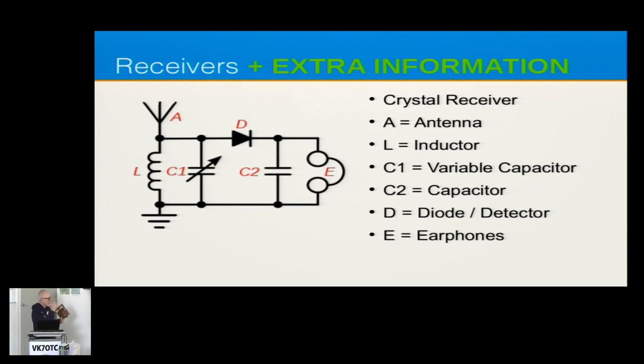Now, the squiggly symbol, which is L, that's what we call an inductor. An inductor is just a component that stores charge in a particular way. And a capacitor, which is these two lines, and this one's a variable capacitor, and this one's a fixed capacitor. This also stores charge, but it stores charge in a slightly different way to an inductor. And then we've got this funny symbol up here, which is called a diode.